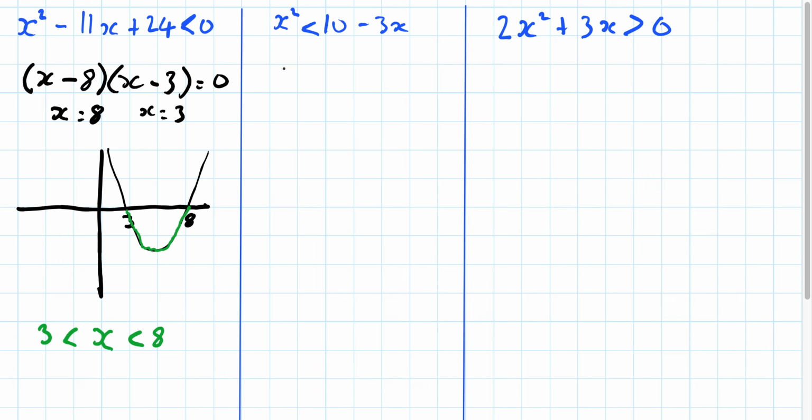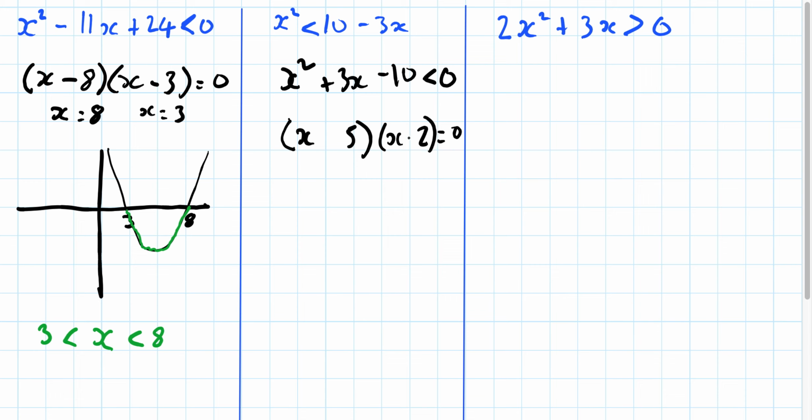This one just needs to be rearranged first. So I have x squared plus 3x minus 10 is less than 0. So now I just solve this quadratic. So I have x, it's going to be 5 and 2, equals 0. I'm going to have a plus 5 and minus 2. So x is equal to minus 5. x is equal to 2.